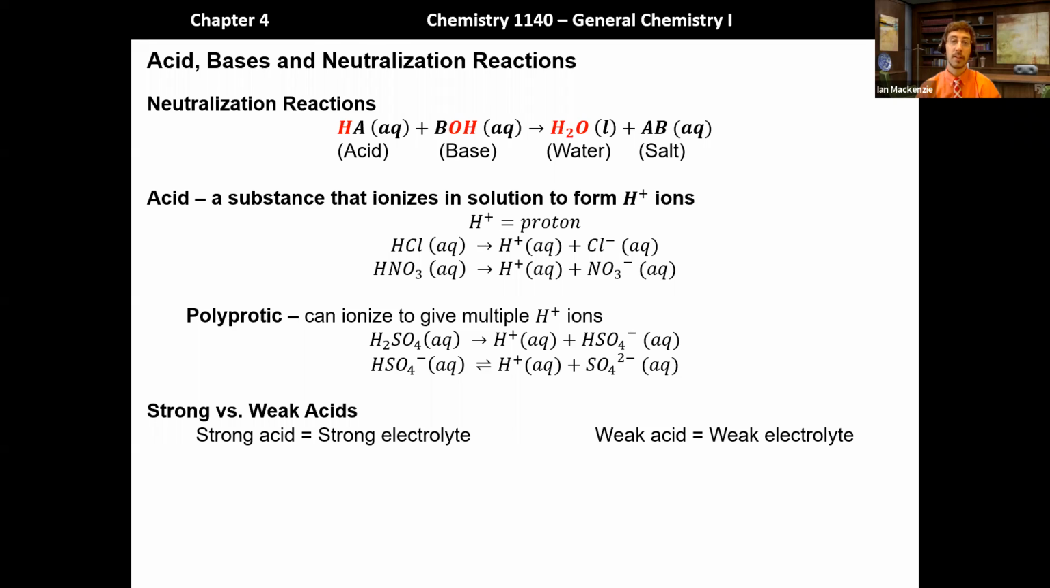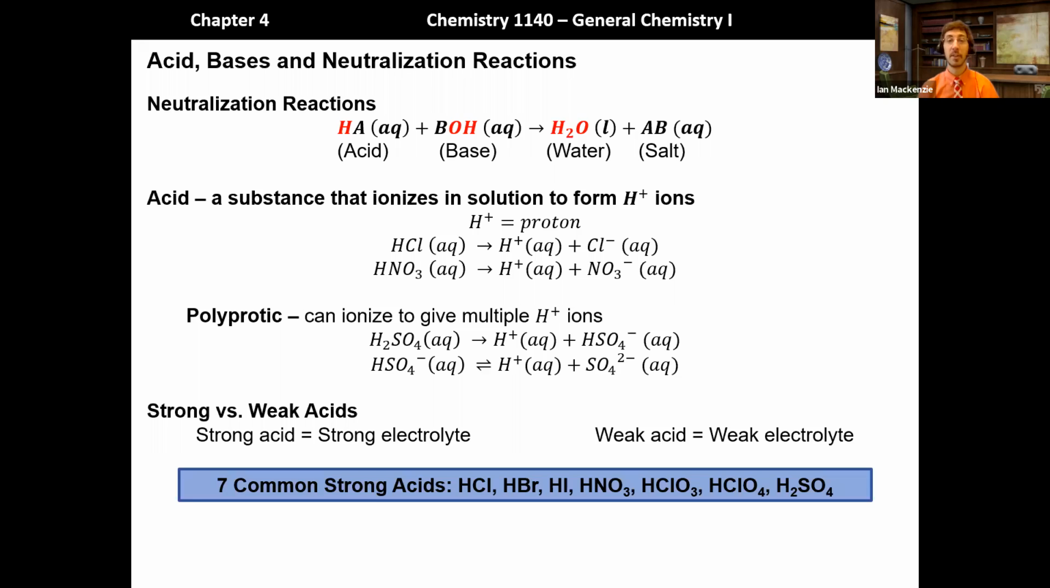Well, some of those details we will better understand as we get later into the course. But for the moment, we will just stick to a list of 7 common strong acids. These are the most common strong acids, and we will use these almost exclusively when we're talking about strong acids going forward. So those are hydrochloric acid, hydrobromic acid, hydroiodic acid, nitric acid, chloric acid, perchloric acid, and then sulfuric acid. Whenever you see these, these are our examples of strong acids.